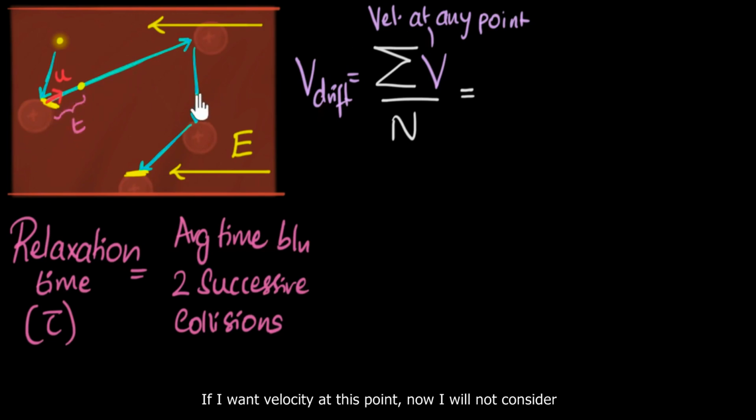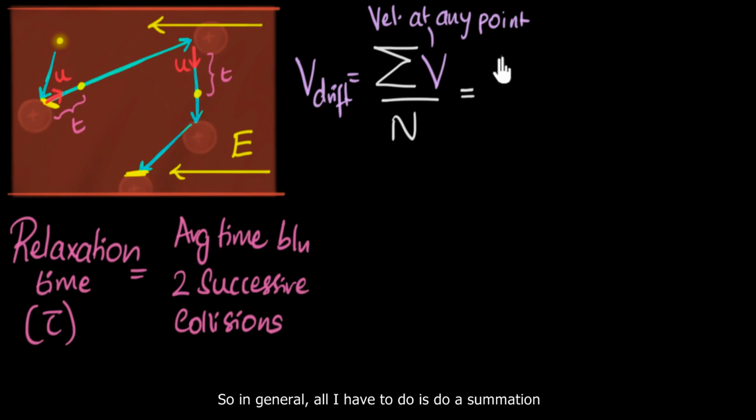If I want velocity at this point, now I will not consider this. I will now consider this as my initial velocity, just after collision here. This u and this u will be obviously different. And again, how much time has elapsed since then, a different t. And now if I do v equal u plus at, I'll get the velocity at this point.